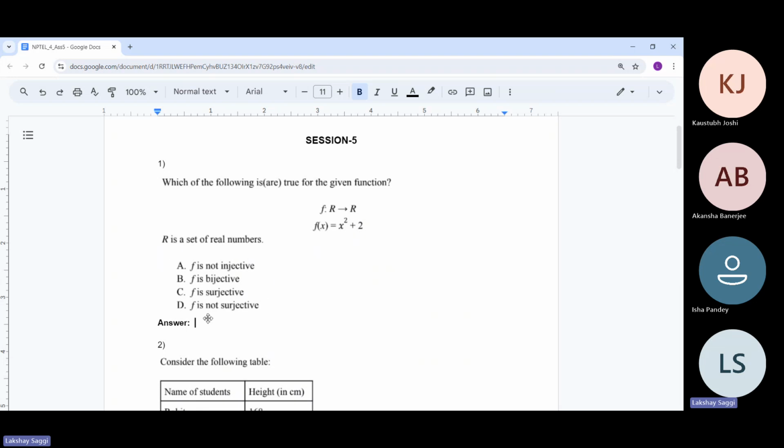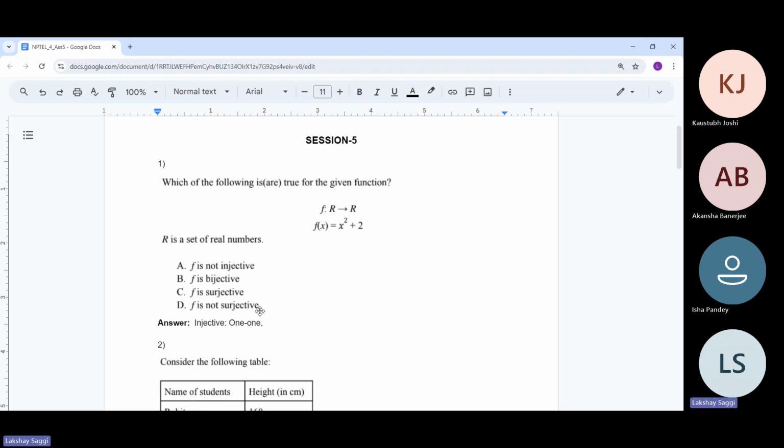This is a multiple choice correct question. We want to find out whether f is injective, surjective, bijective, or it is not surjective. So these are the four options. Just to remind everyone, what are these injective, bijective, surjective? What does this mean? Injective just means 1 1.